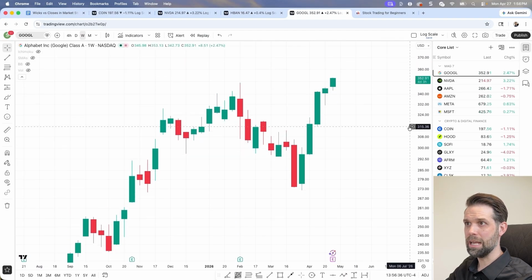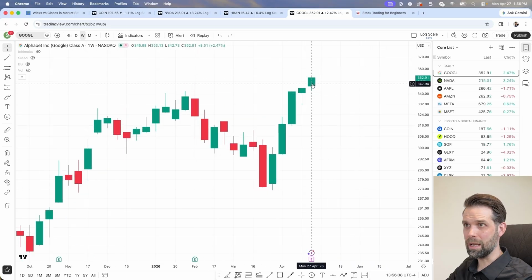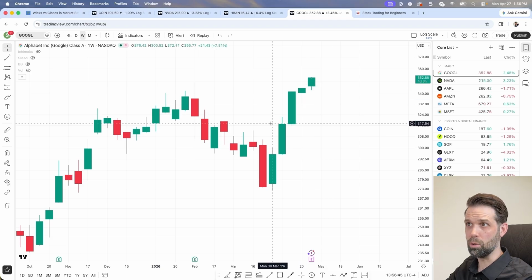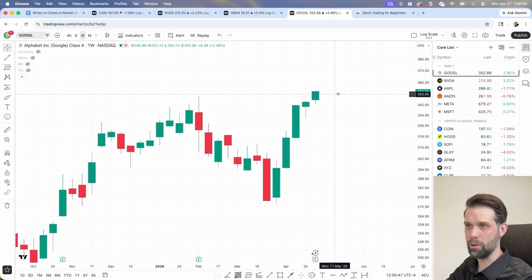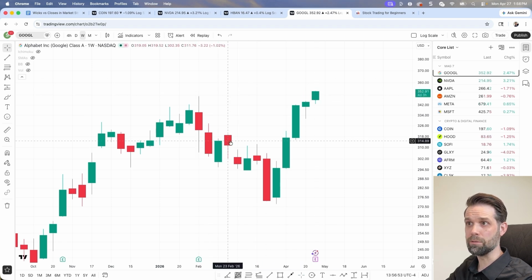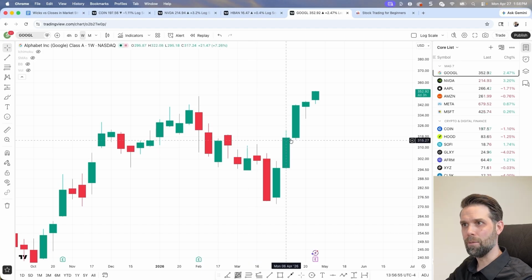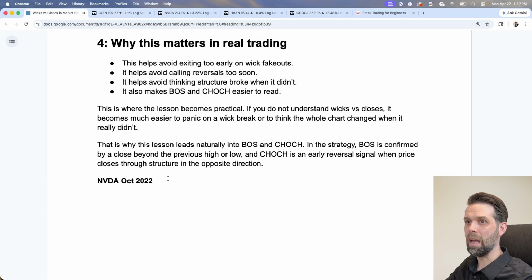If this turns into a wick this week and closes below this one, then maybe it's a sign that we want to be a bit more cautious and that Google is maybe not ready to break out yet. So it's important to know this rule and relate it to things like breaks of structure and reading market structure to understand where we anticipate the price to go.